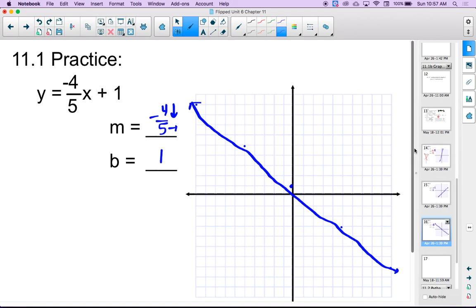So this is the shortcut. Use it. It's wonderful to use. Practice how to move and follow the pattern that's given to you in the slope. And remember, the y-intercept is always your starting point.